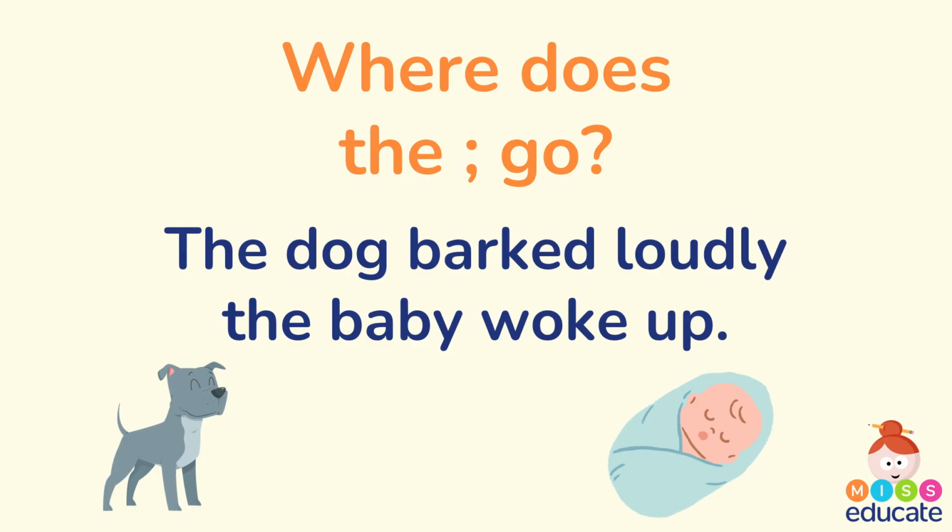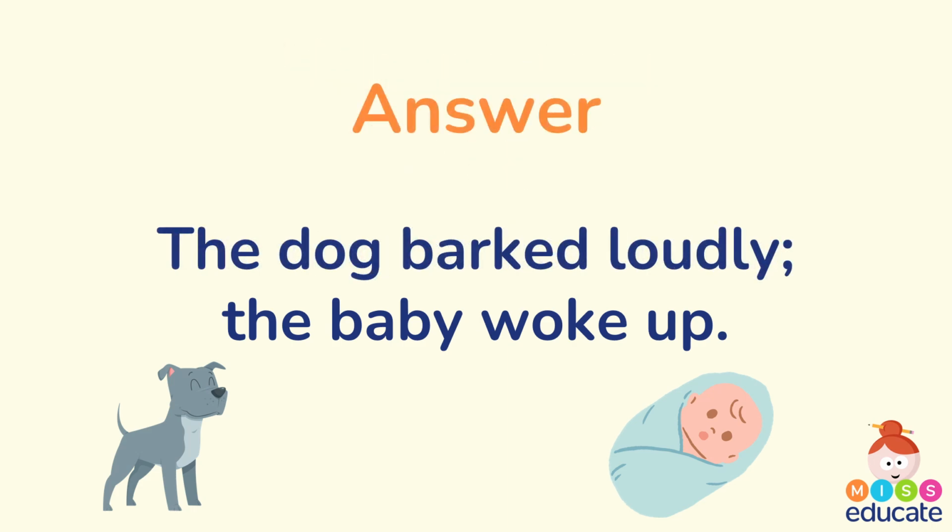Where would the semicolon go in this sentence? The dog barked loudly. The baby woke up. That's right, it goes after loudly. The dog barked loudly; the baby woke up. The semicolon goes after the loudly because you could have there, the dog barked loudly, so the baby woke up. The semicolon replaces the so or whatever coordinating conjunction might have been there.